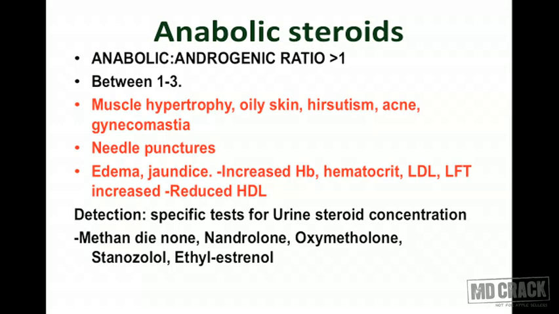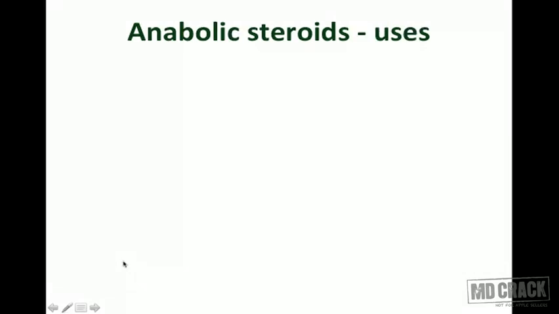Names of the anabolic steroids are methandienone, nandrolone, oxymetholone, stanozolol, and ethylestrenol. Let's revise them once again. The names are difficult. Methandienone, nandrolone, oxymetholone, stanozolol, and ethylestrenol.